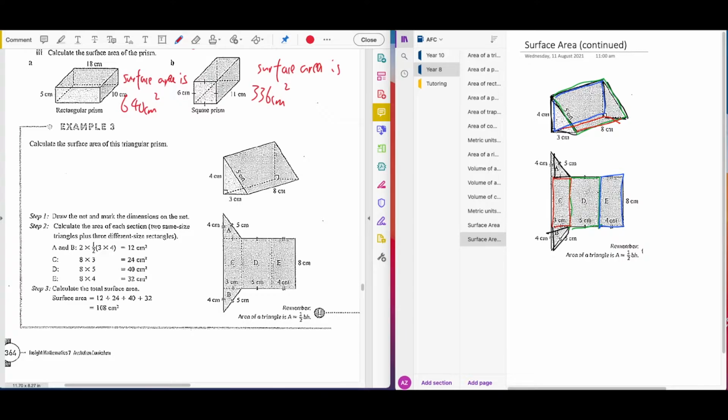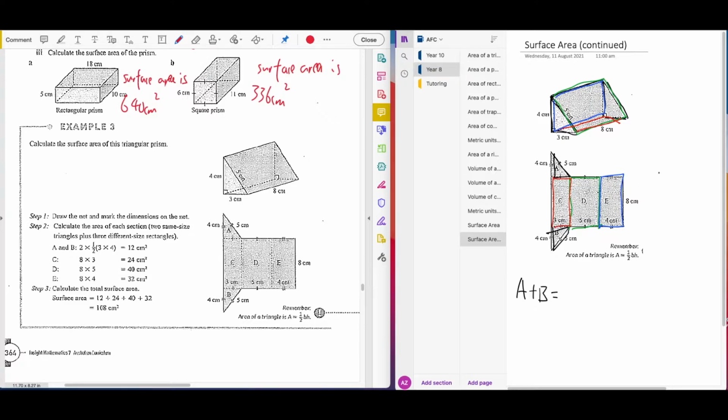Now, in order to find the surface area of this triangular prism, all you need to do is find the area of this net. So let's get started with finding the areas of the triangles, A plus B. In other words, this area plus this area. How do we work that out? Well, it's going to be the area of the triangle plus the area of the triangle.